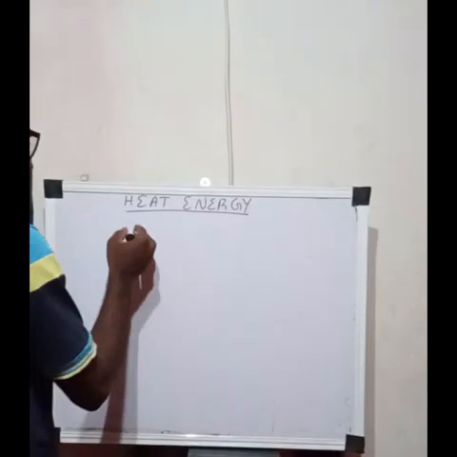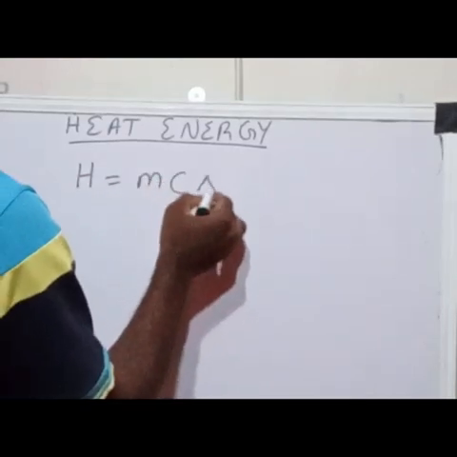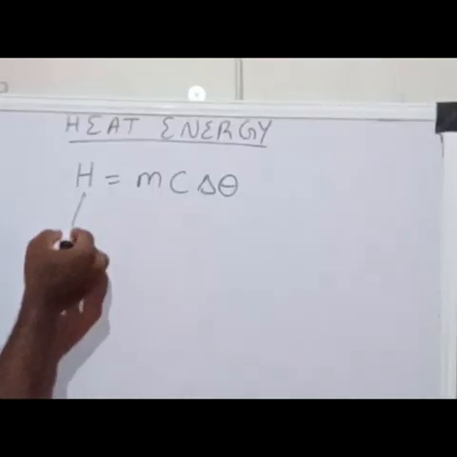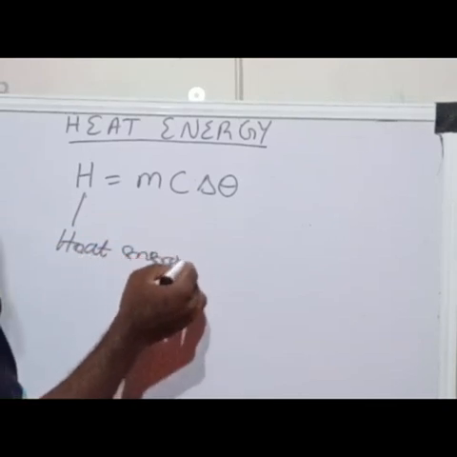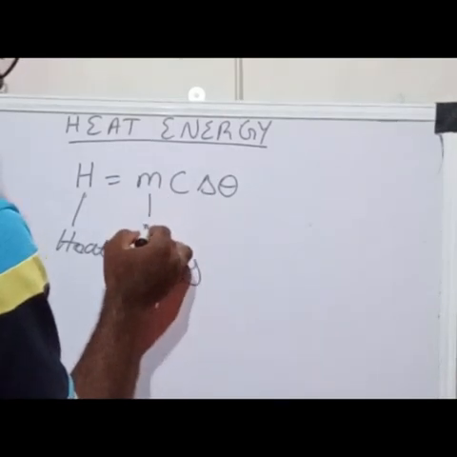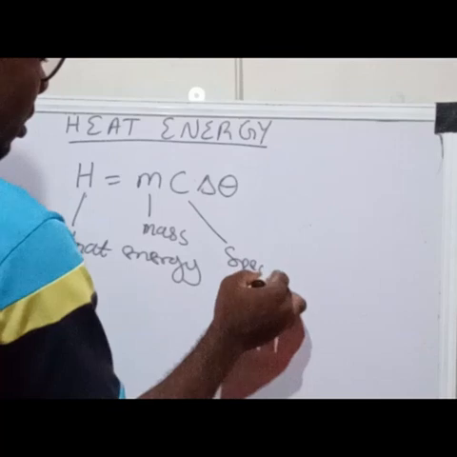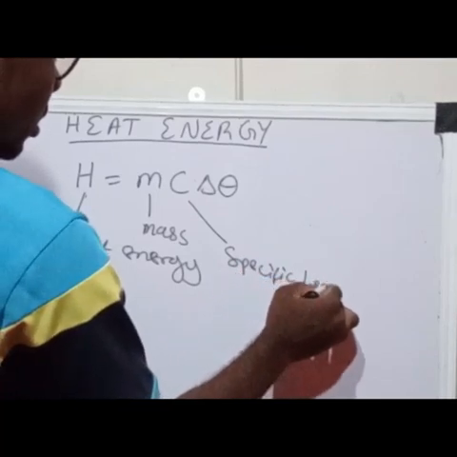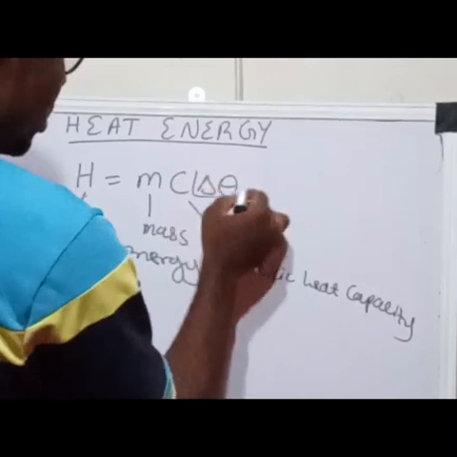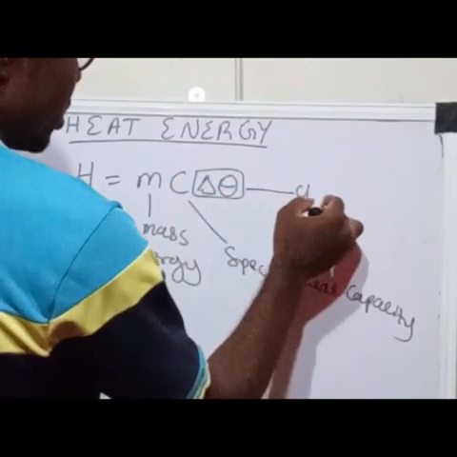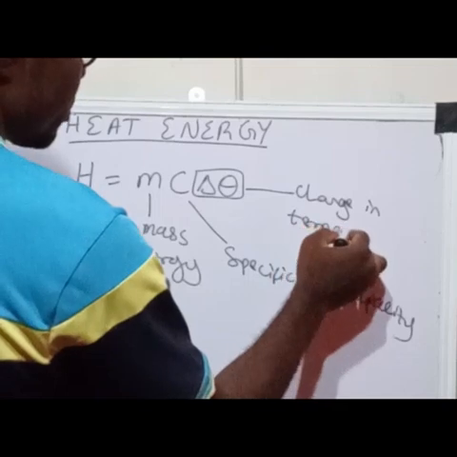We should note that the formula for heat energy, H or E, equal to mc change in theta, where we basically know that this stands for heat energy, this stands for mass of the body, this stands for specific heat capacity, and this one stands for change in temperature, that is difference in temperature.